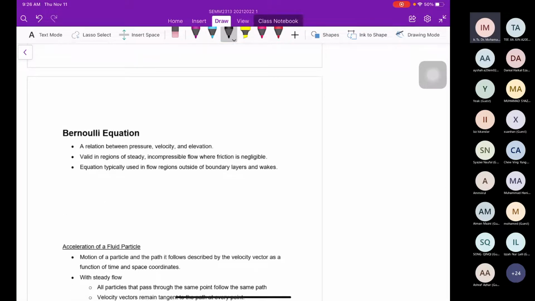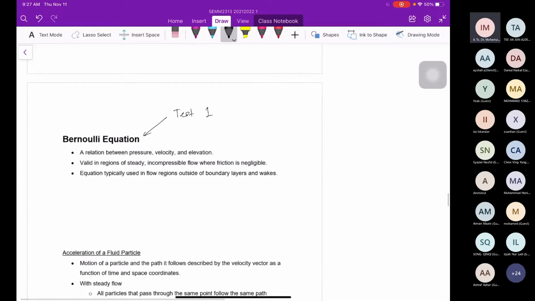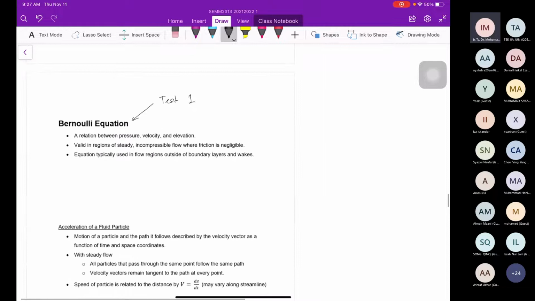Now we go to the final one, which is the Bernoulli equation. The Bernoulli equation will come out in your test one. Not only Bernoulli, it is up until Bernoulli. A relation between pressure, velocity, and elevation. Valid in a region of steady incompressible flow where the friction is negligible. Equation typically used in the flow region outside the boundary layer and wakes. So this Bernoulli equation uses the relationship between pressure, velocity, and elevation. It is only valid outside the boundary layer where the flow is incompressible and friction is negligible.